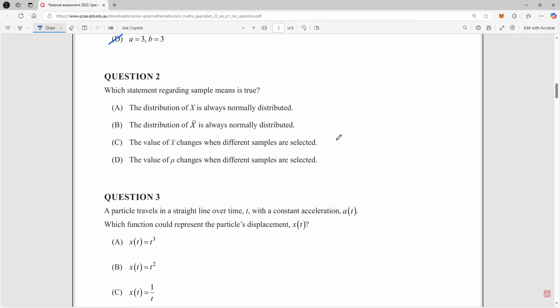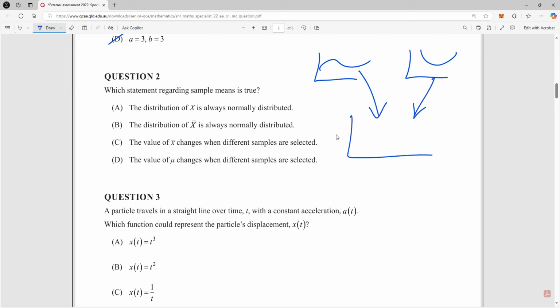Alright, question 2. Which statement regarding the sample mean is true? The distribution of x is always normally distributed. That's not true because x could represent any distribution pretty much. So if you have x, and if you sample enough of that, and the sample is big enough, it will turn into a normal distribution, okay?